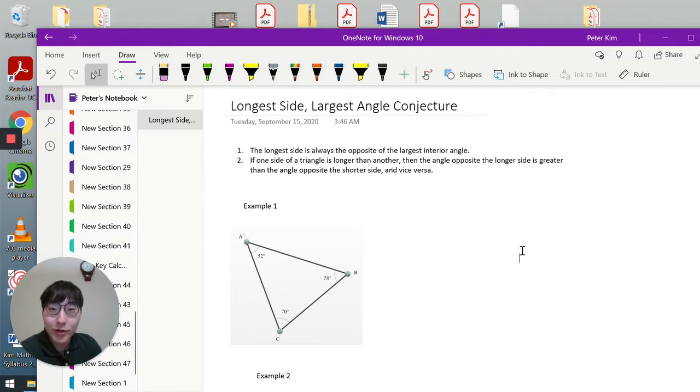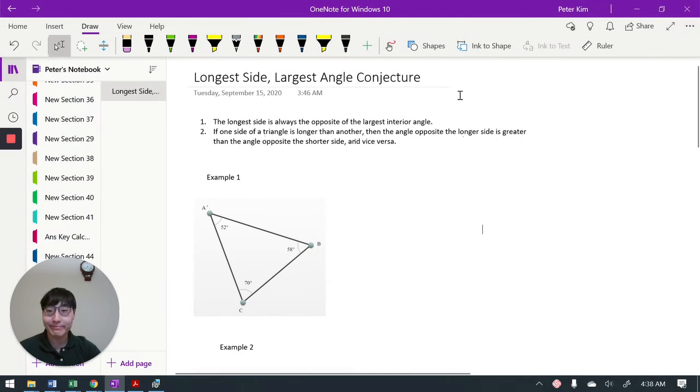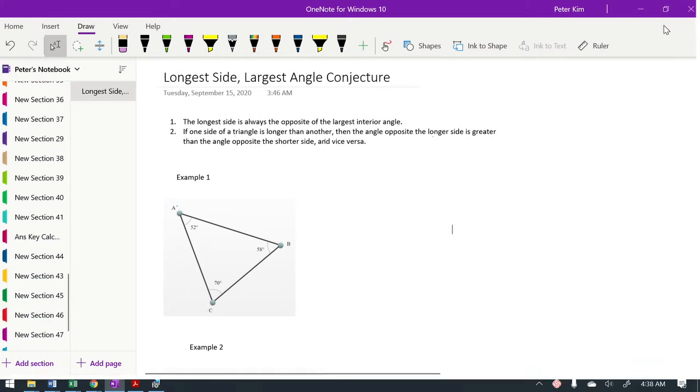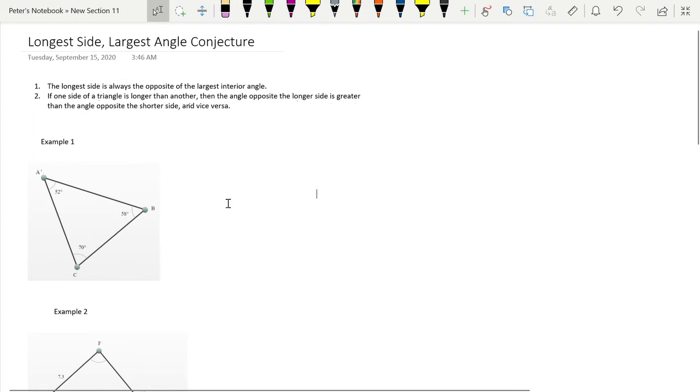I'm recording this video to go over this conjecture called the longest side, largest angle conjecture. All right, so let's dig in. Let's look at this guy here.